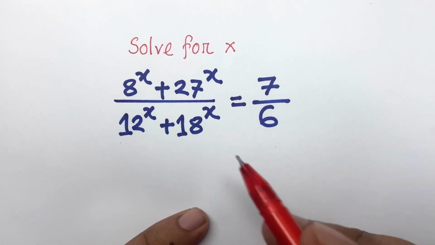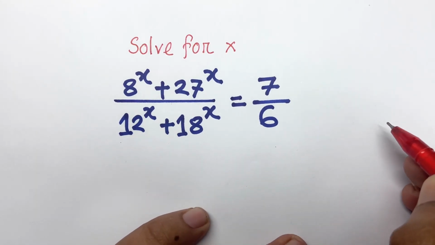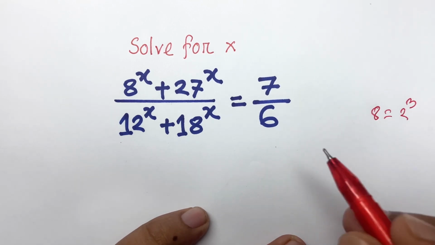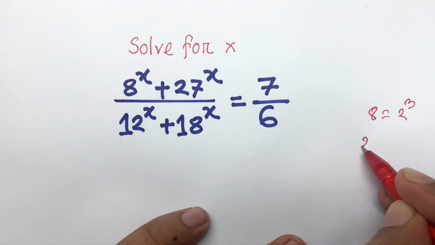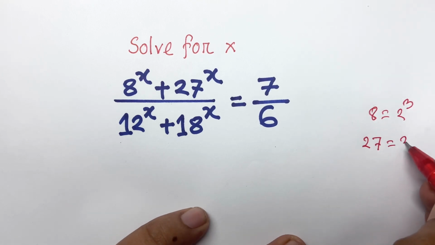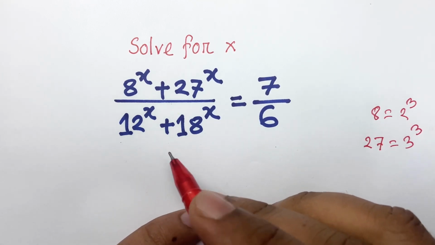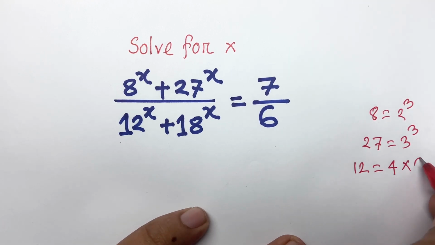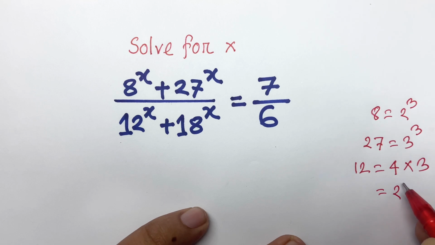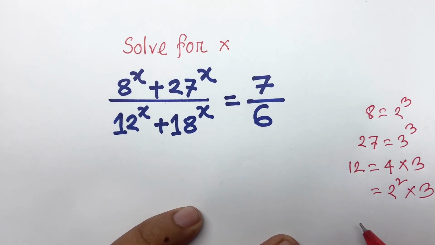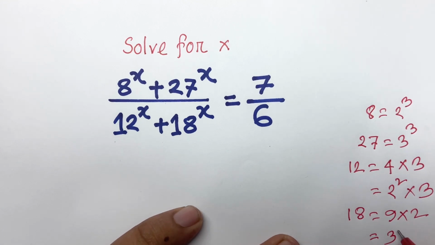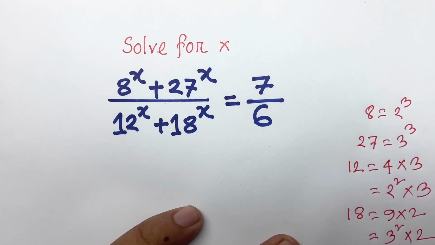First of all, here is 8. We know that 8 equals 2^3. And here is 27, so 27 equals 3^3. And here is 12. We know that 12 equals 4 times 3, and 4 equals 2^2, so 12 equals 2^2 times 3. And here is 18. So 18 equals 9 times 2, which is 3^2 times 2.